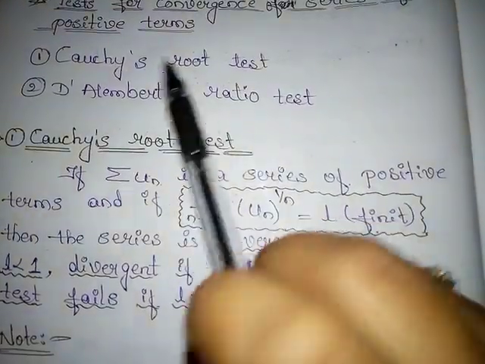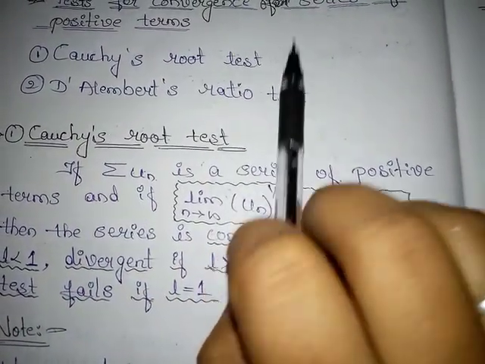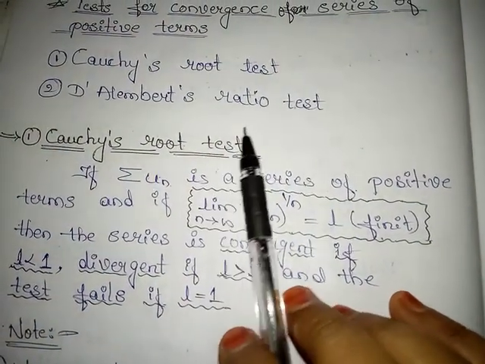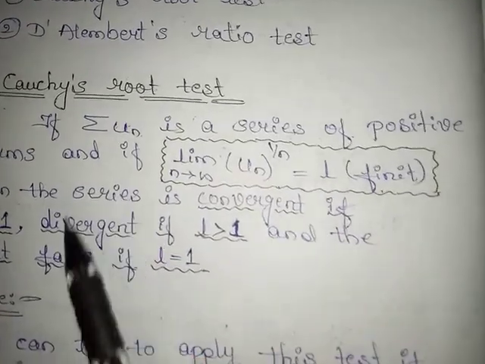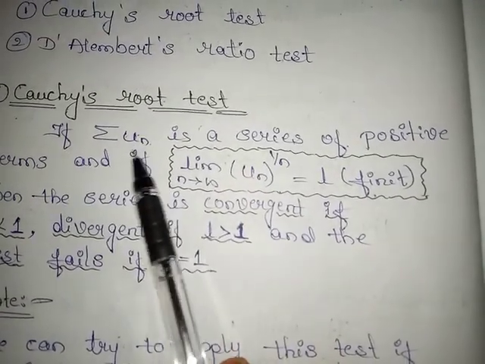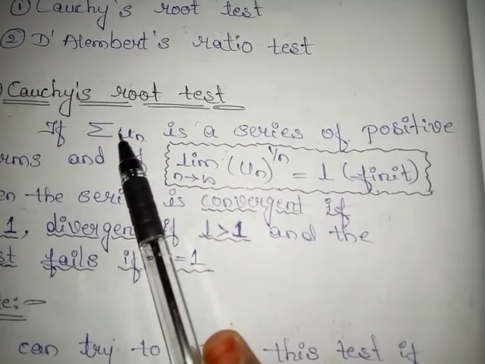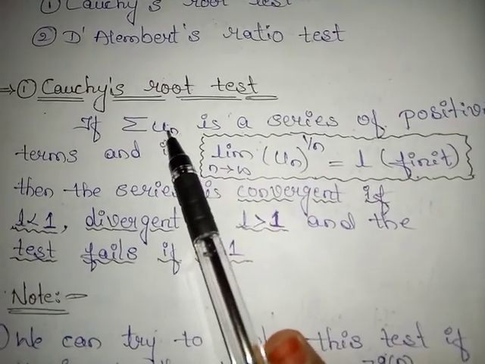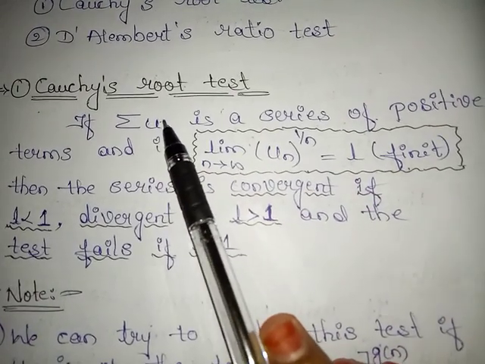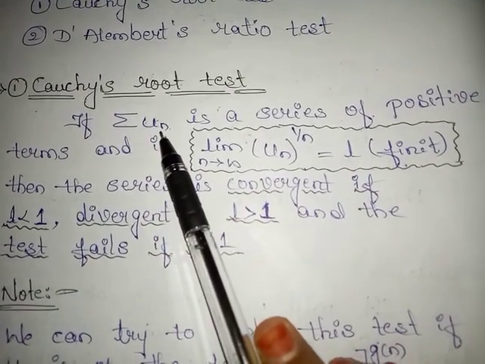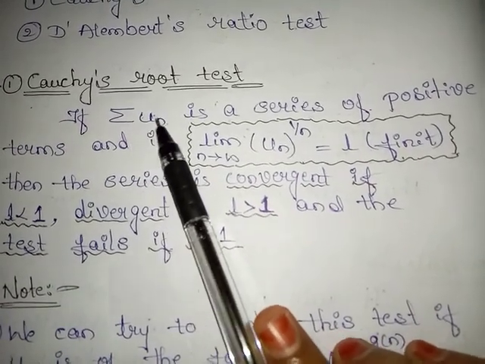And the tests are, first one, Cauchy's root test and second, D'Alembert's ratio test. Here we have two tests. First see the first one, Cauchy's root test. What it says is, if summation un, we know that un indicates the nth term of the series, and this summation indicates the sum of the first n terms.